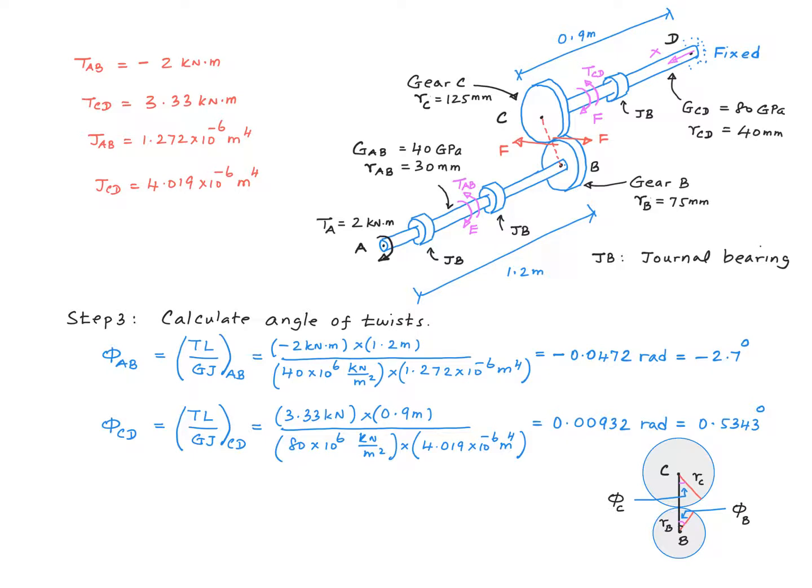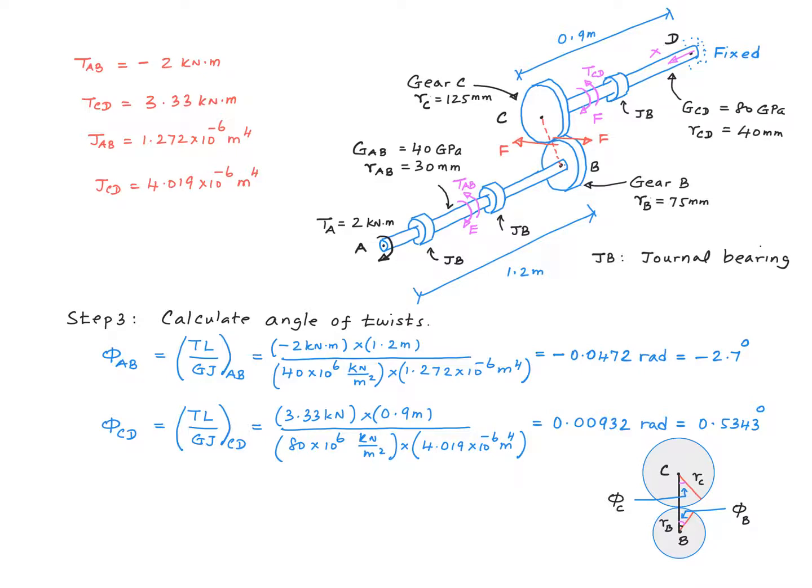Now let's go ahead and calculate the angular twists. First, let's forget about what's going on here and consider each of the shafts AB and CD separately, independently, and calculate their own respective angular twists. In other words, we take shaft AB and calculate the angular twist of A with respect to point B. And that you can do using this formula right here, and I get a value of minus 2.7 degrees for that. And similarly, we take shaft CD and calculate the angular twist of point C with respect to point D. And that's what this is, and I get a value of 0.5343 degrees for that.